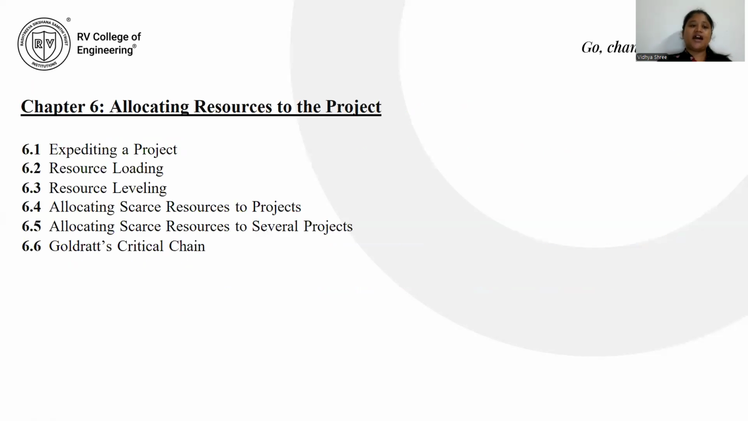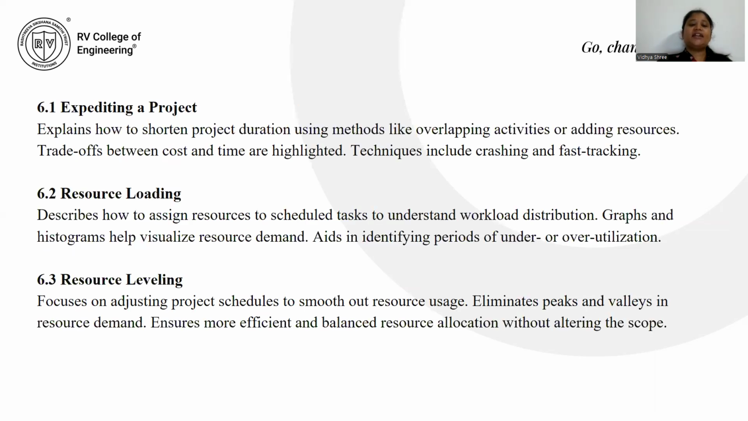Chapter 6, allocating resources to the project. Expediting a project, resource loading, resource leveling, allocating scarce resources to projects, allocating scarce resources to several projects, Goldratt's critical chain. Expediting a project explains how to shorten a project duration using methods like overlapping activities or adding resources, where trade-offs between cost and time are highlighted. The techniques include crashing and fast tracking.